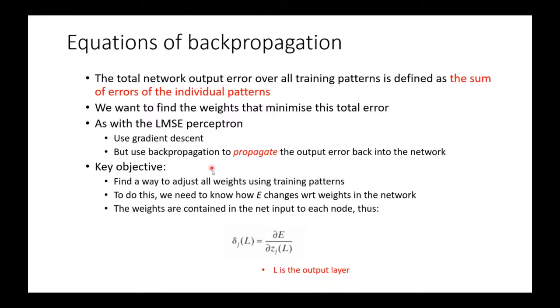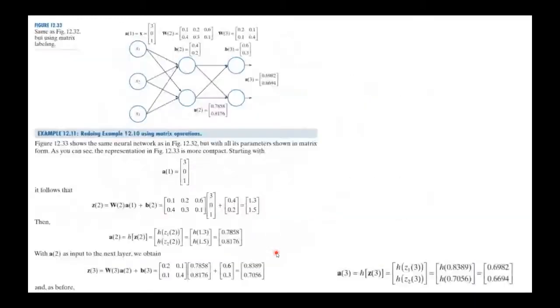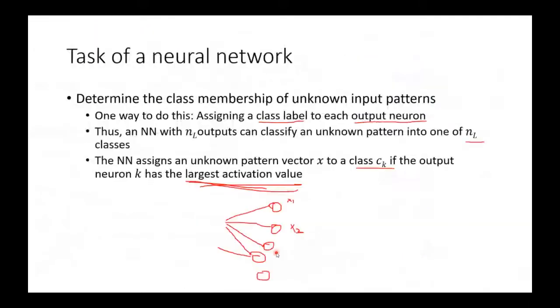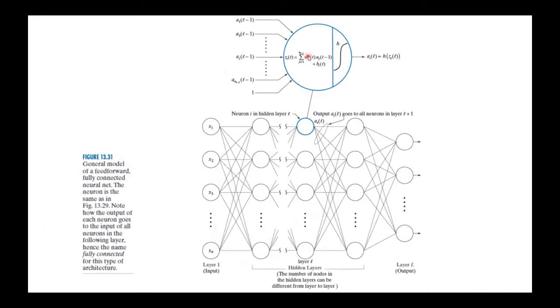So the key objective then is to find a way to adjust all weights using training patterns. To do this, we need to know how the error changes with respect to weights in the network. The weights in the network are contained in the net inputs to each node, right? The weights are in that expression. Right, the weights here are inside the Z. Z is the value that this neuron calculates for all of these inputs.